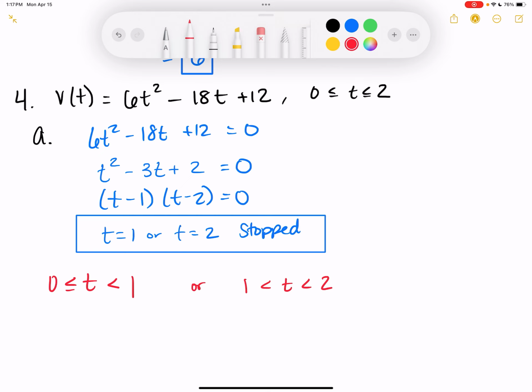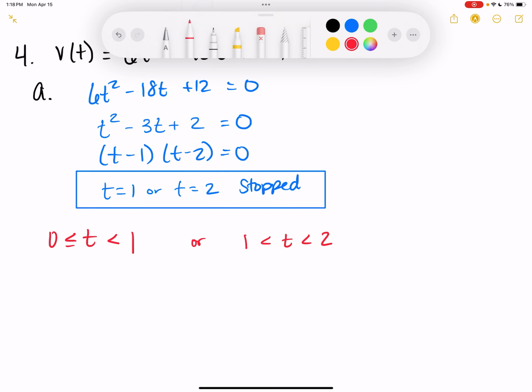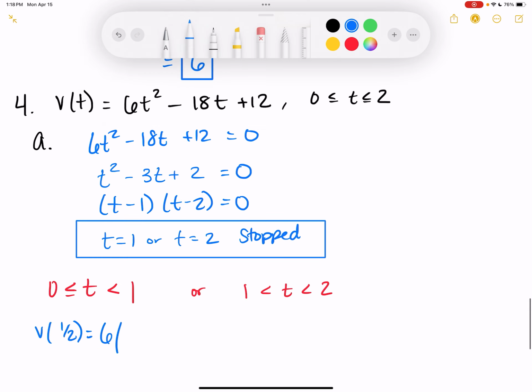So I need to find out if it's moving left or right on each of these intervals. Pick a number in this first interval for us to test. 1/2. So we're going to do v of 1/2 is equal to 6 times 1/2 squared minus 18 times 1/2 plus 12.